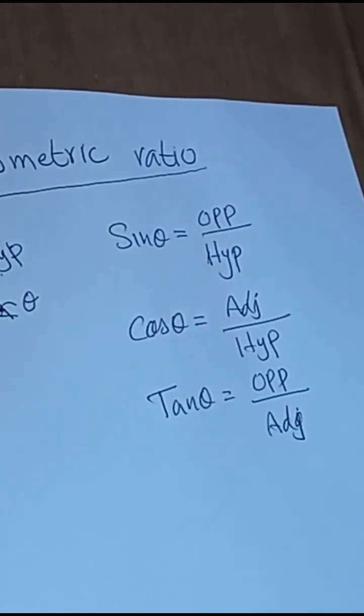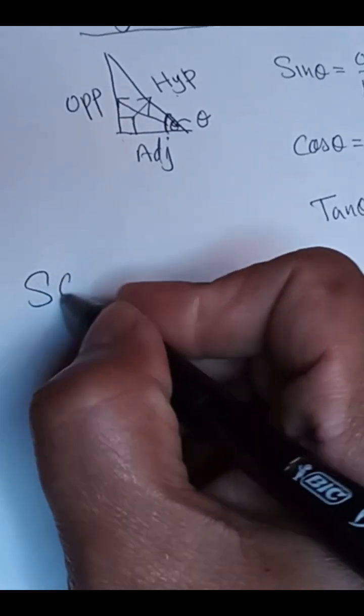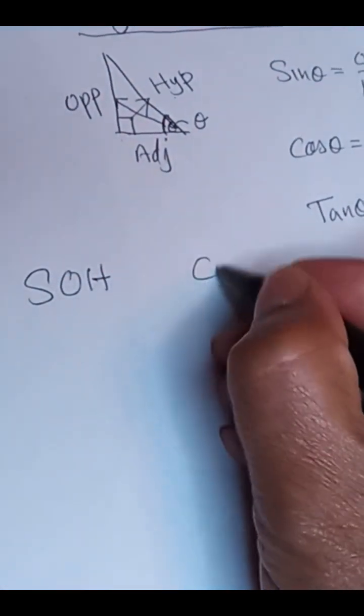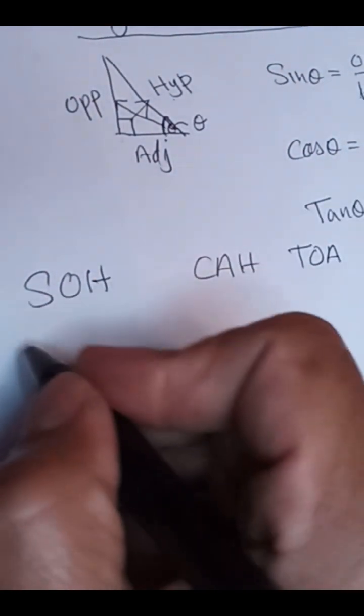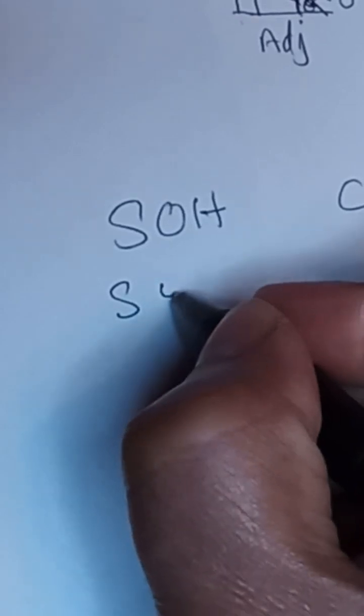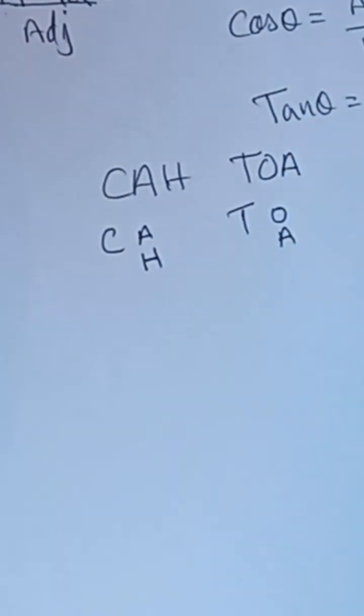How are we going to remember these ones? So let's find out the shortcut of these ones. The shortcut is like this. The first letters: SOH, then CAH, and then TOA. What does that mean? It means sine theta is equal to opposite over hypotenuse. Cos theta is equal to adjacent over hypotenuse. Tan theta is equal to opposite over adjacent.